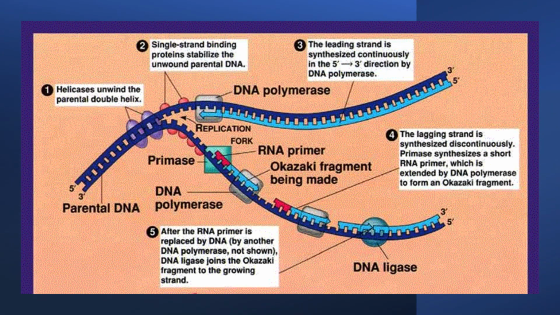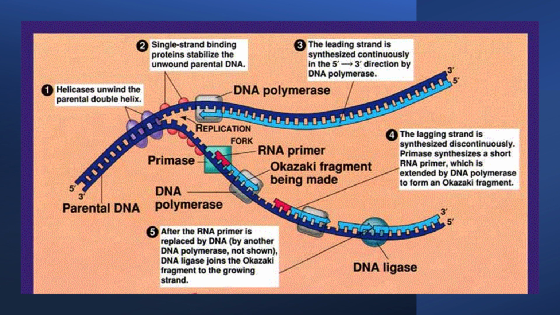This diagram is showing the parental DNA strand where DNA replication takes place. First, helicase unwinds the parental double helix. Then, single-strand binding proteins stabilize the unwound parental DNA. After that, the leading strand is synthesized continuously in the 5' to 3' direction by DNA polymerase.